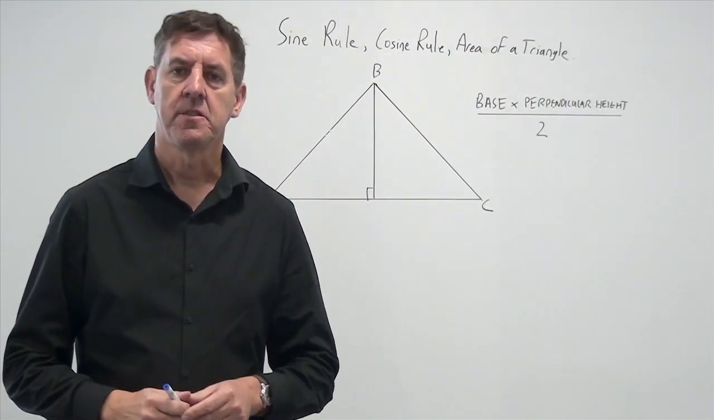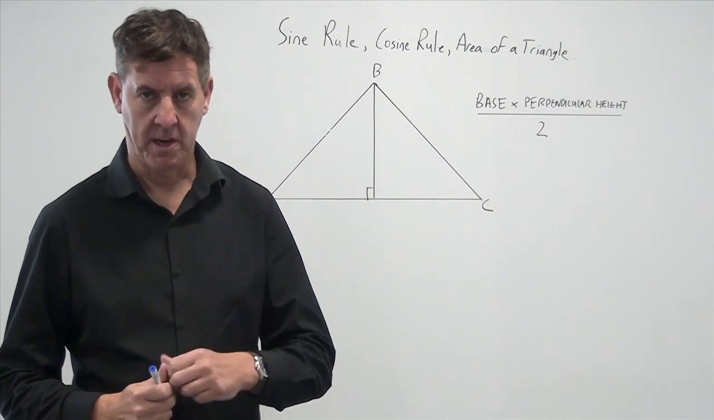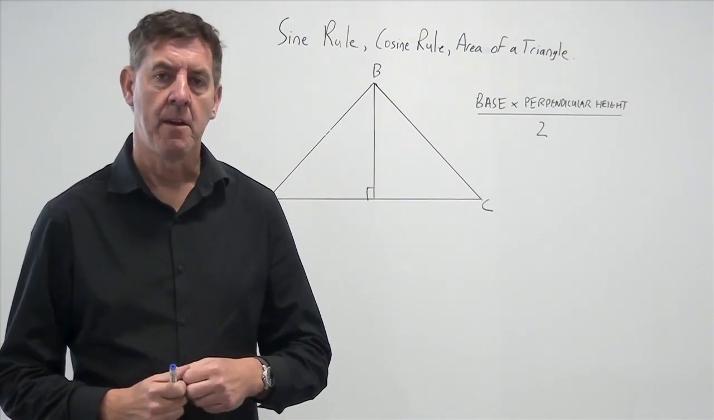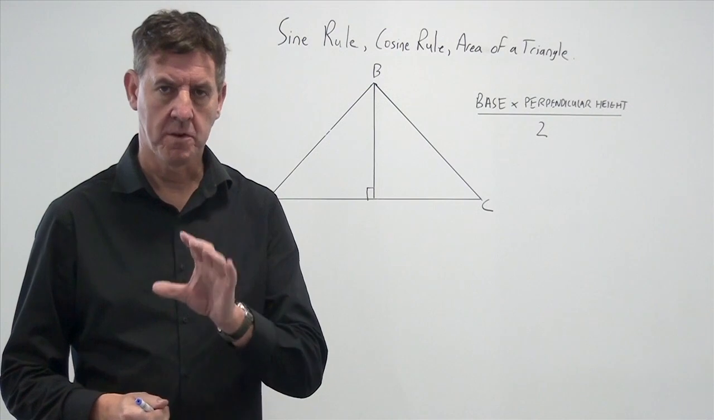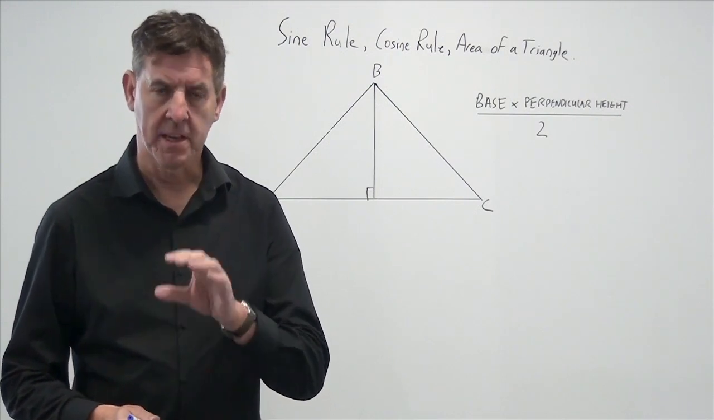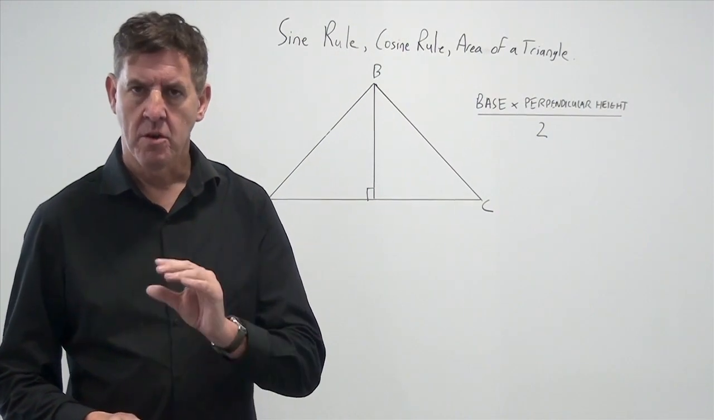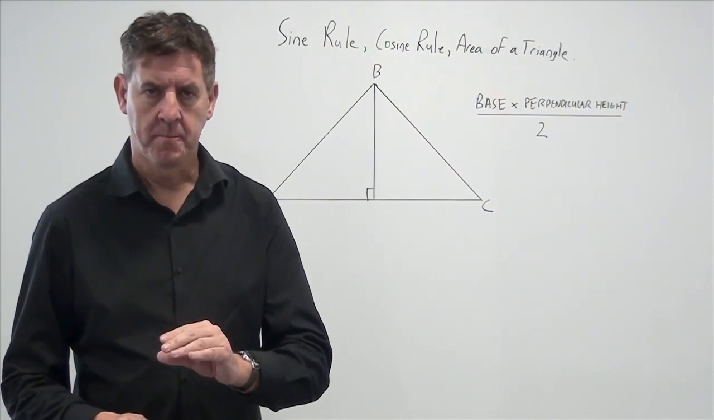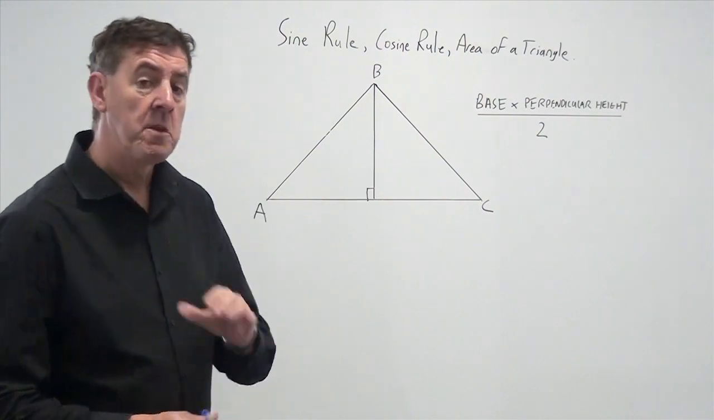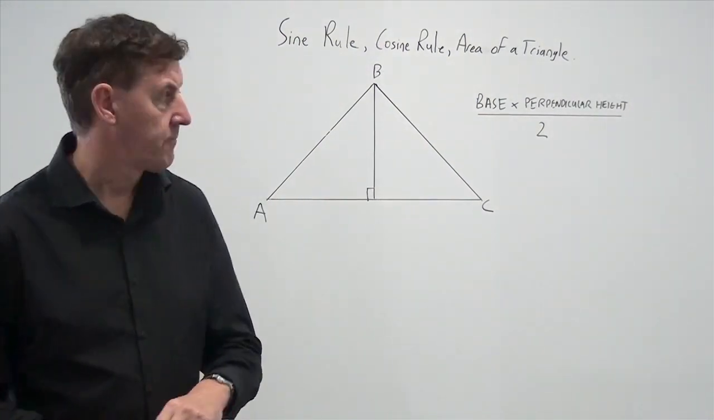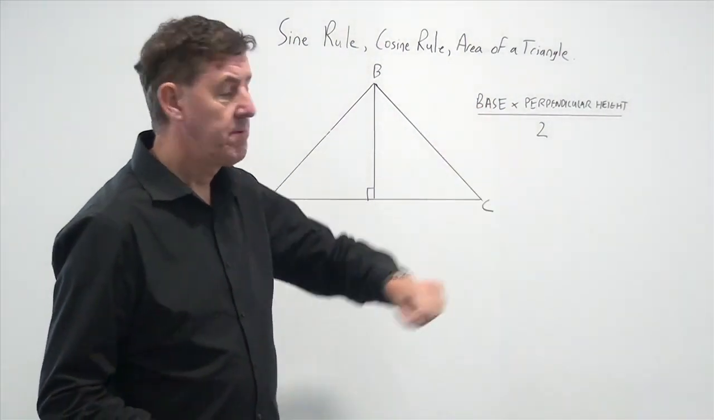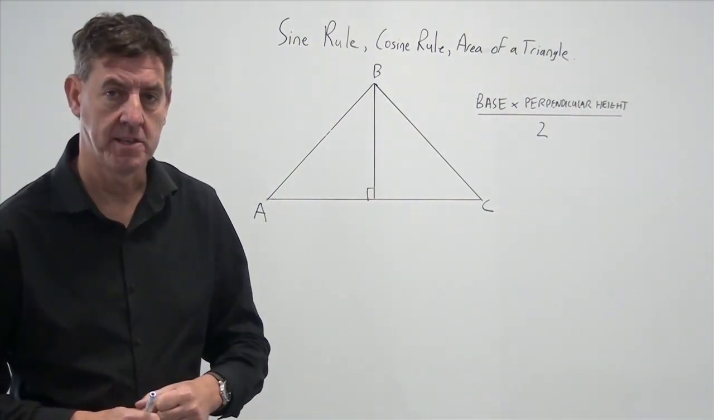Okay, this lesson is on the sine rule, the cosine rule, and the area of a triangle. The one we're going to focus on first is another formula to calculate the area of a triangle when it's non-right angled. So let's remind ourselves of the formula we've got for the area of a triangle already. Base times perpendicular height divided by 2.